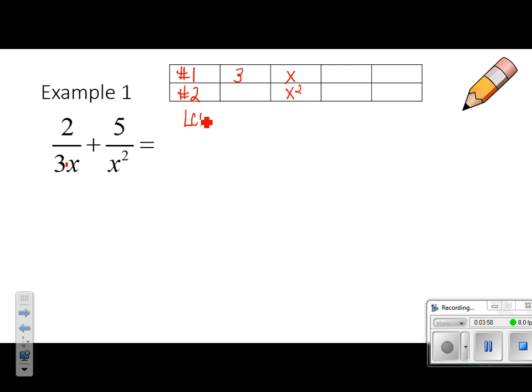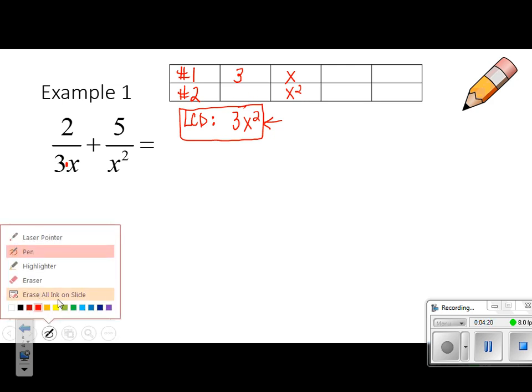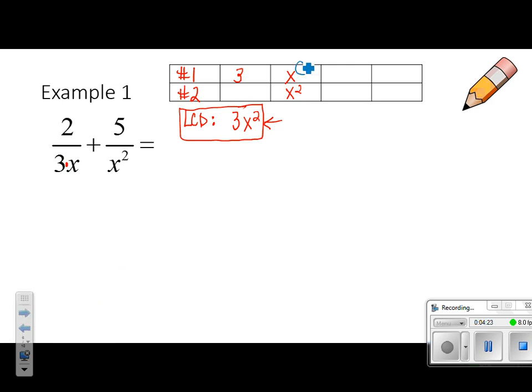What is the lowest common denominator? Every factor of highest power, 3x squared. Okay, that is my lowest common denominator. That is what I want in both the denominators. And if it's not there, we got to figure out how to make it that. So what's the first fraction missing? The first fraction is missing an x, a power of x. So I'm going to multiply each one by x. This becomes 2x over 3x squared. Now that should match my lowest common denominator, and it does.